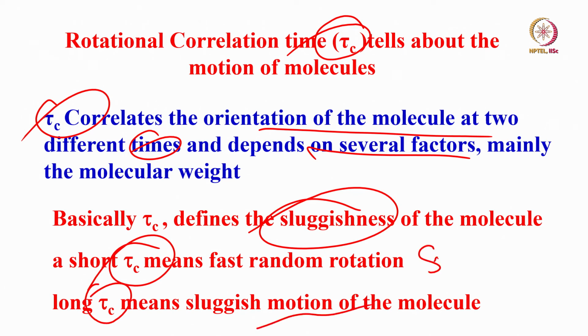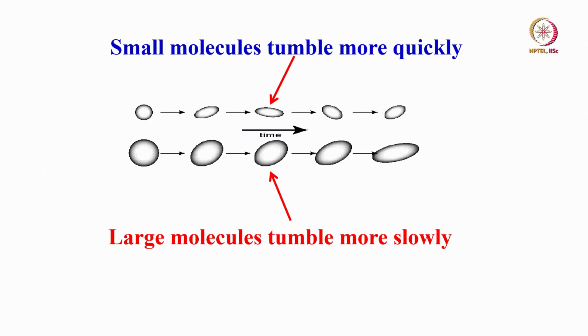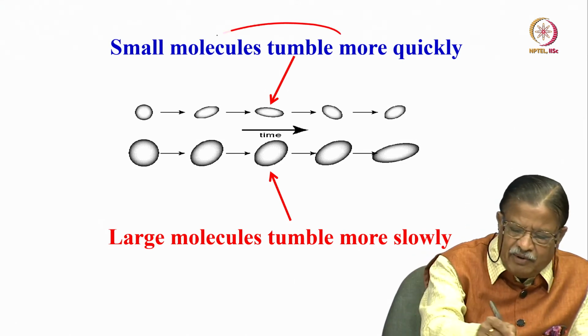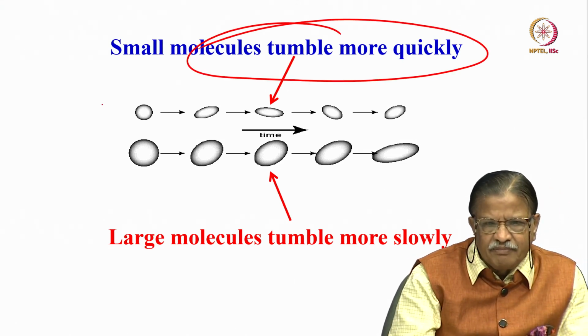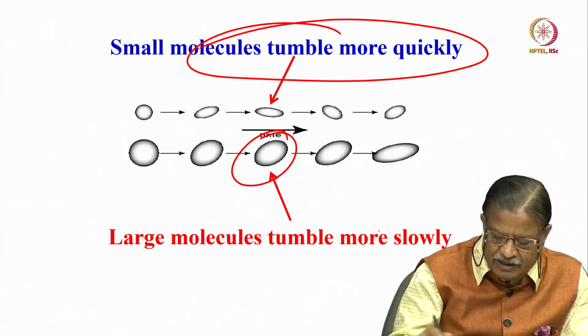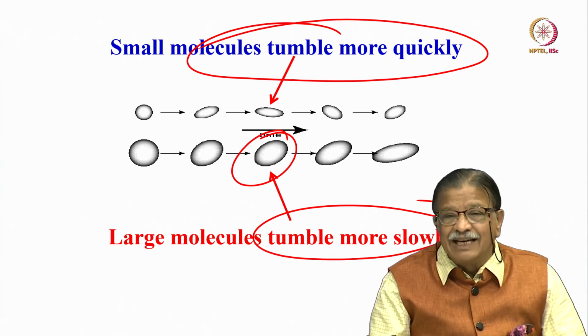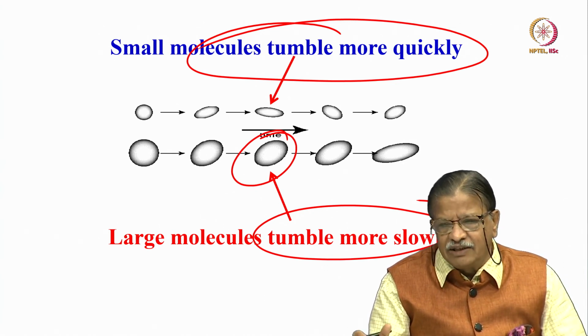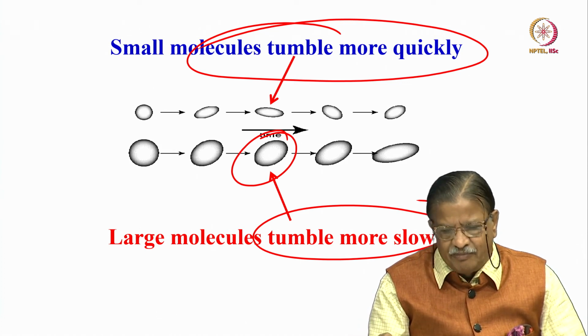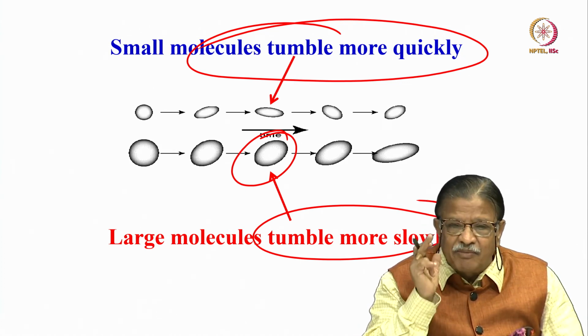For example, this could be small organic molecules, small molecules which can undergo rotation and motion faster. This could be a very big biomolecule, that is, a big protein or a big nucleotide or a big polysaccharide, and they undergo sluggish motions. Pictorially you can see small molecules tumble more quickly and big molecules tumble more slowly. So, tau c defines the sluggishness of the molecule, and whether it is long or short is decided by the size of the molecule.